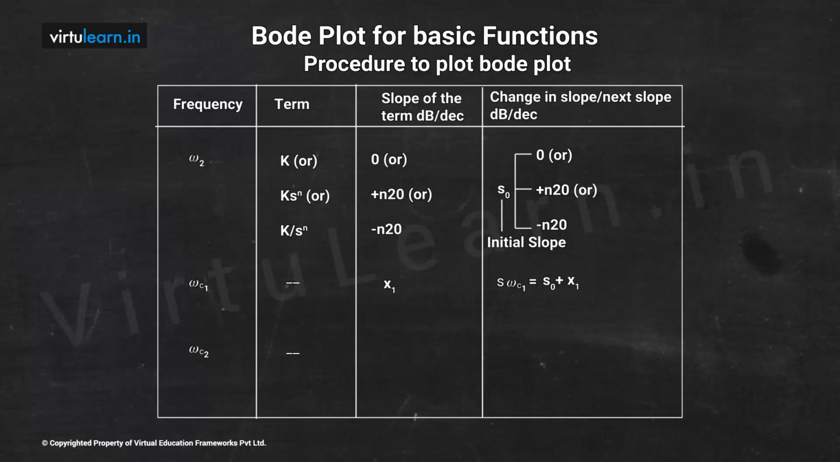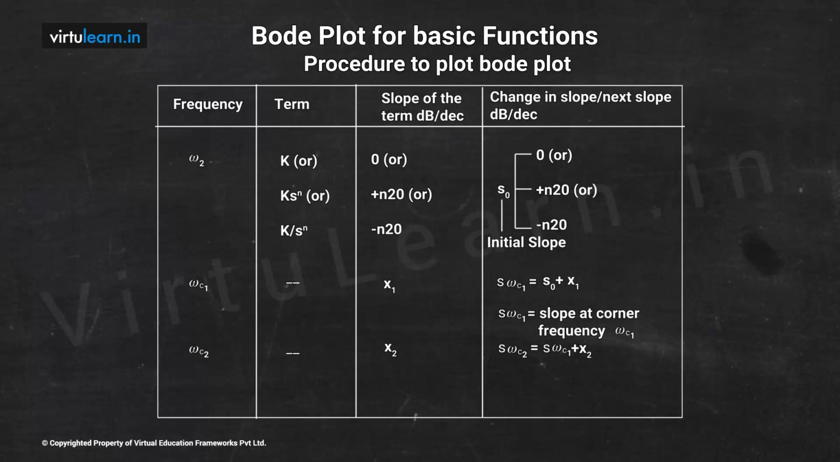Similarly, omega c2, we know what is the corner frequency. Write down the corresponding term, either finite pole or finite zero, or the corresponding quadratic factors. And what is the corresponding slope? This is x2. So this x2 will be added to the S omega c1, which is available there. So S omega c2 is equal to S omega c1 plus x2. So these two are added to get this. Again I am taking this added to this to get this. So this is continuously followed till we reach the last corner frequency.